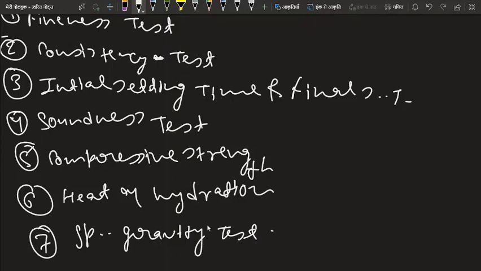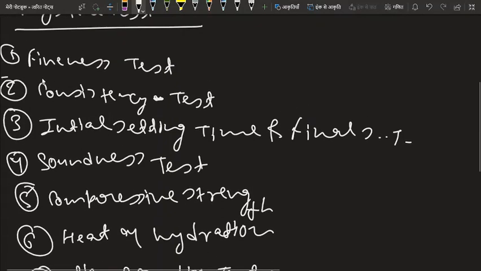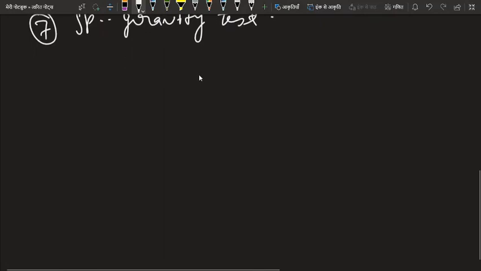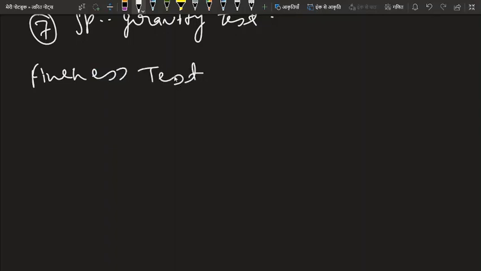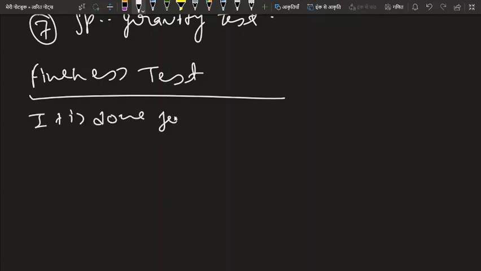First we will discuss the fineness test of cement. Why do we do the fineness test of cement? The fineness test of cement is done for the gradation of cement.